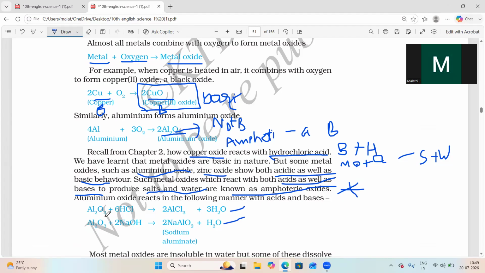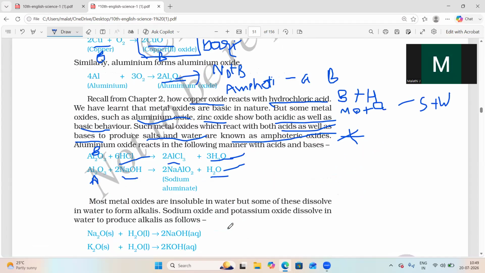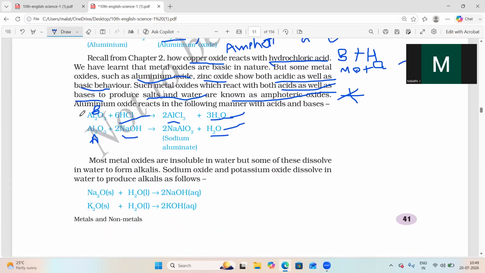First, you have to take aluminium oxide. With the acid, the nature of aluminium oxide is basic. When it reacts with the acid, you will get AlCl3 plus H2O, salt and water. So here it shows its basic nature. One important base is NaOH. When aluminium oxide reacts with the base, you will get sodium aluminate, NaAlO2, and H2O, salt and water. So this is very important for your examination: amphoteric oxides.